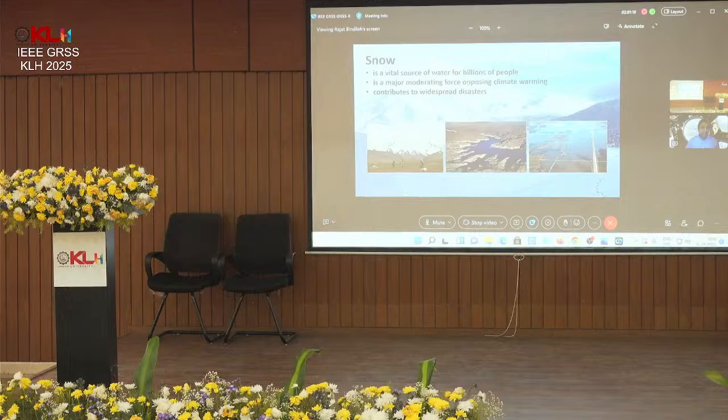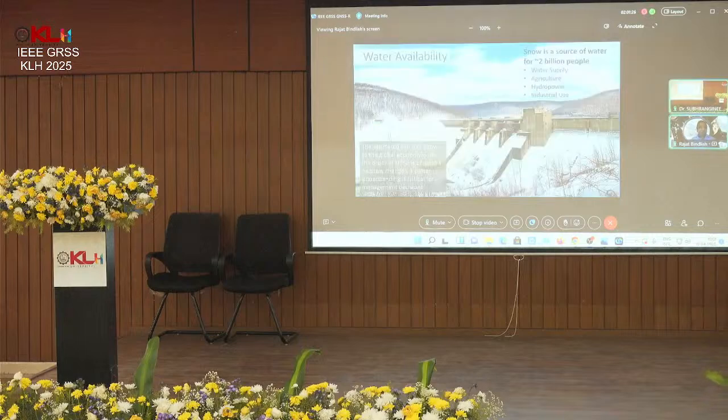And then, as you can imagine, snow melt is very important for doing flood mapping and disasters. And obviously, we already talked about water availability, which is very important for irrigation and agriculture, as well as for generating hydropower and for industrial use. So it's a very important variable as a natural resource as well as for the economy.